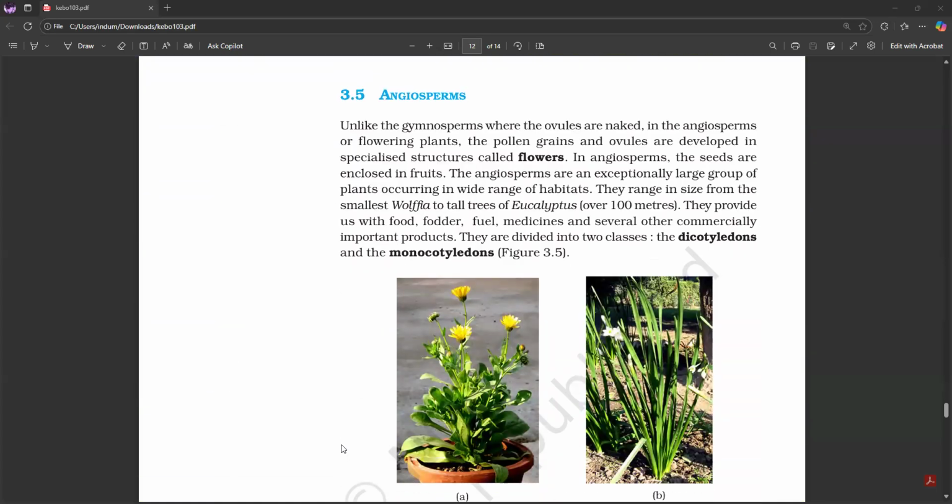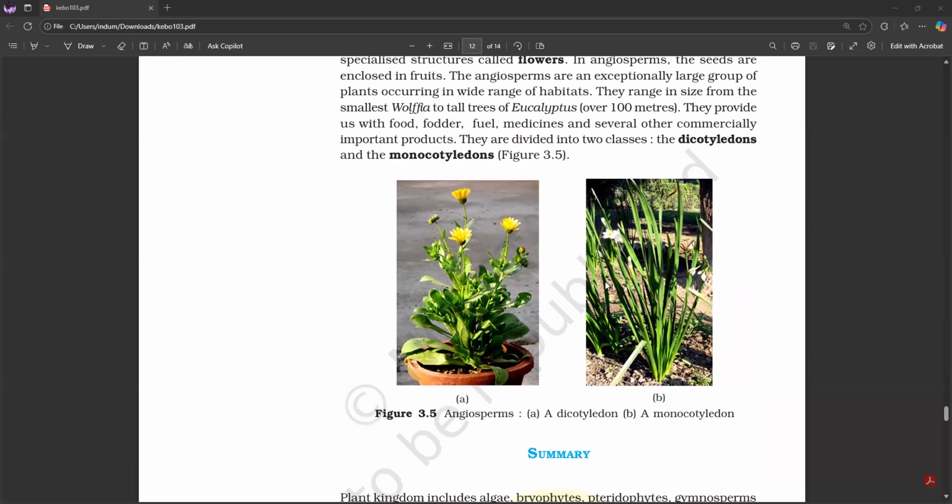3.5 Angiosperms. Unlike the gymnosperms, where the ovules are naked, in the angiosperms or flowering plants, the pollen grains and ovules are developed in specialized structures called flowers. In angiosperms, the seeds are enclosed in fruits. The angiosperms are an exceptionally large group of plants occurring in a wide range of habitats. They range in size from the smallest Wolffia to tall trees of Eucalyptus over 100 meters. They provide us with food, fodder, fuel, medicines, and several other commercially important products. They are divided into two classes, the dicotyledons and the monocotyledons.